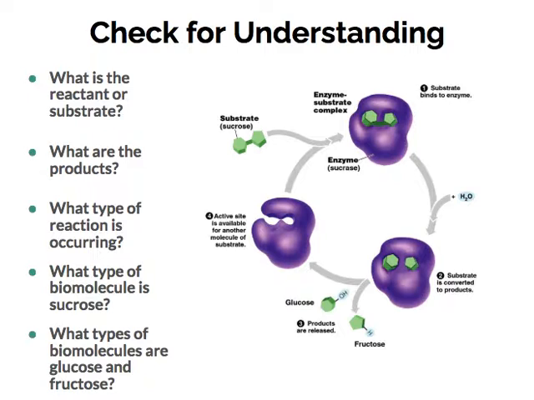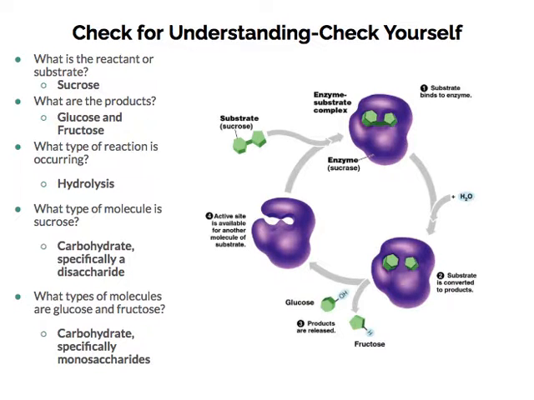So here's a check for understanding looking at a similar diagram on that last page. Go ahead, pause here, read through this diagram, and try it on your own. Okay, so the reactant or substrate, in this case it was labeled, so it kind of helped you, but it is sucrose. What are the products? We're going to fast forward through this diagram, and we notice that the products, step 3, are glucose and fructose. So sucrose in this case was broken down into glucose and fructose.